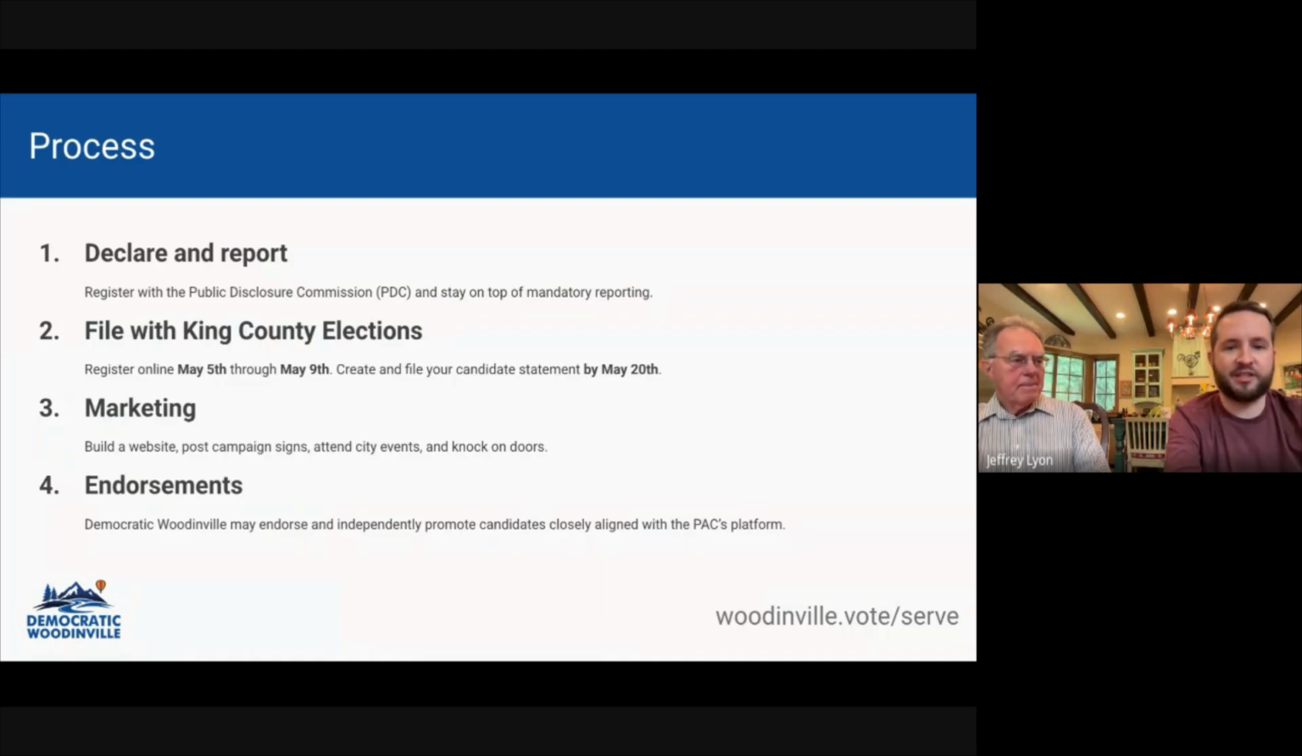The other thing too is political action committees are able to do independent promotion of candidates. So if we endorse you as a candidate and we like what you stand for and it aligns with the PAC, we have the option of independently promoting your campaign. So without your direct involvement, you could see your name on a billboard, you could see your name in a flyer, and that right there helps get your name out as well.